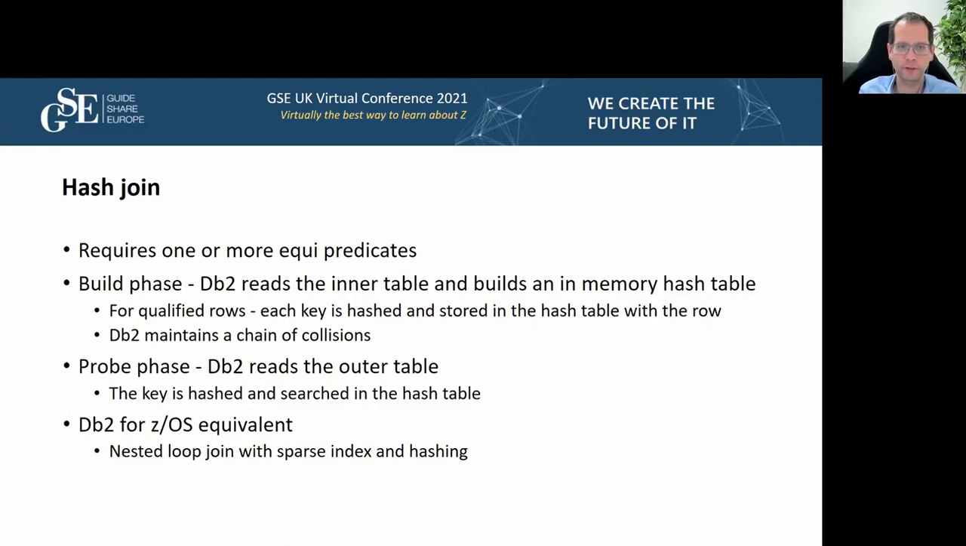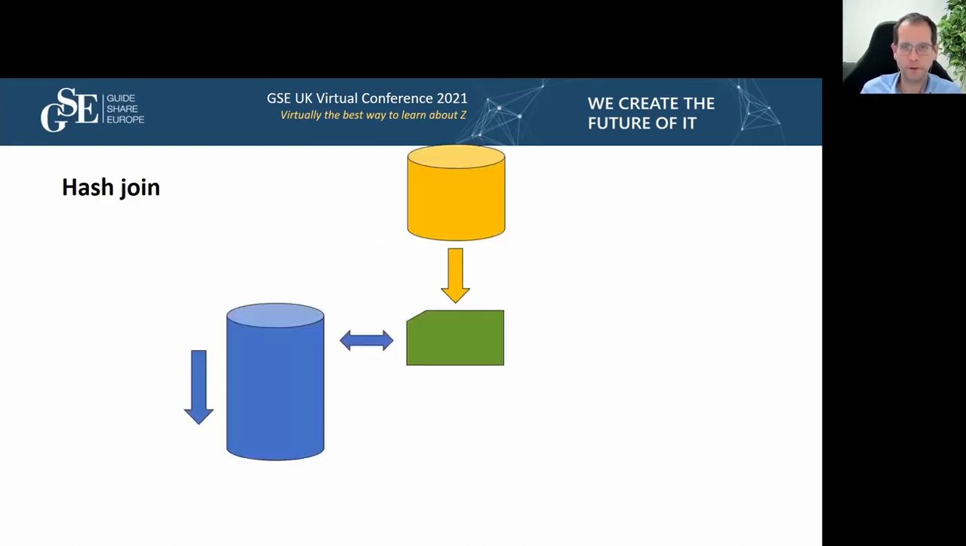Hash join, this is not available for DB2 for z/OS, but as I mentioned, the DB2 for z/OS equivalent is nested loop join with sparse index and hashing. So I will skip that. This is for DB2 LUW. In this case, you need to have some hash, which is on that green bar. So you calculate the hash in both. First you need to build a hash, and then you calculate the hash for the rows and see whether the hash matches or not.